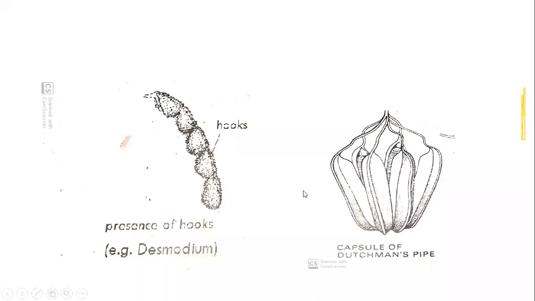Now, this Dutchman's pipe here is matured, so it breaks open to release seeds. You have seen some before, but you didn't know that this is what we call the Dutchman's pipe. It's also a form of fruit. Inside, you have seeds. The seeds are in the form of cushion-like structures.